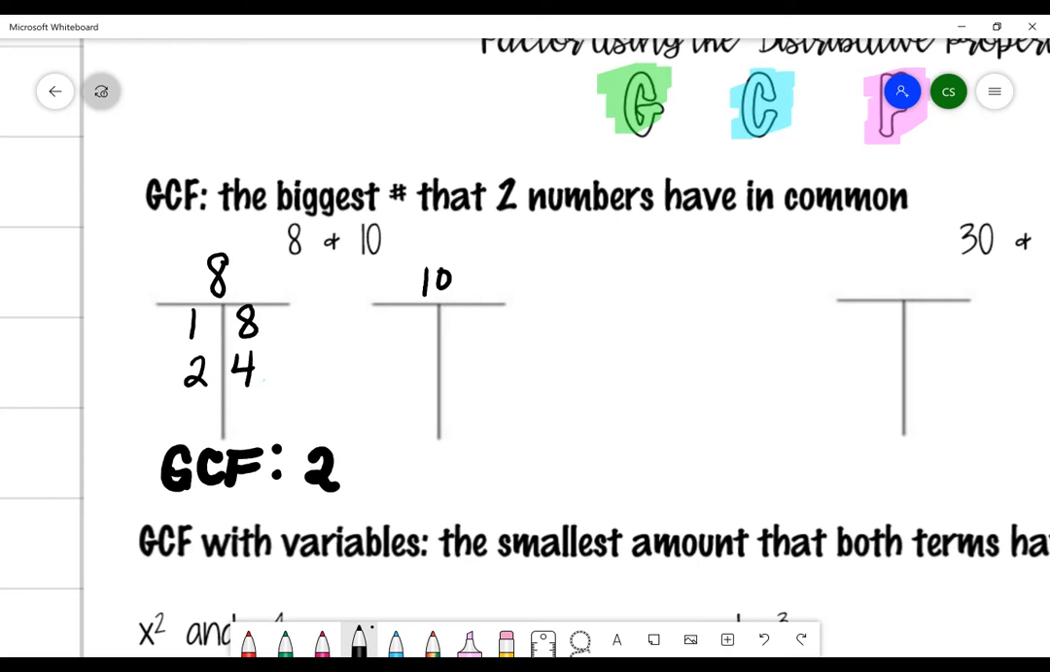Well, what about two numbers that multiply to give me 10? I can multiply 1 and 10 and 2 and 5. There are no other numbers I can multiply to give me 10. Now, what's the biggest number that 8 and 10 have in common? Yeah, both have a 1 in common, but it's not the biggest. So the greatest number that they have in common is 2. So the greatest common factor between 8 and 10 is 2.